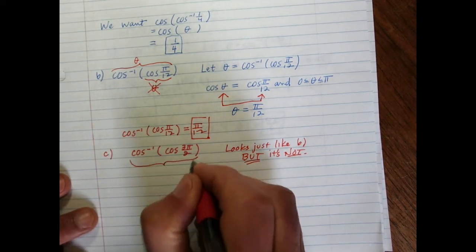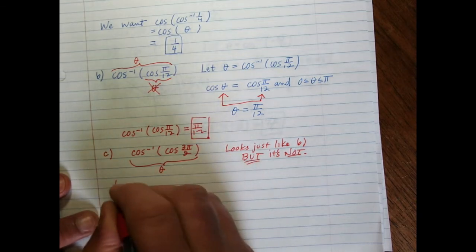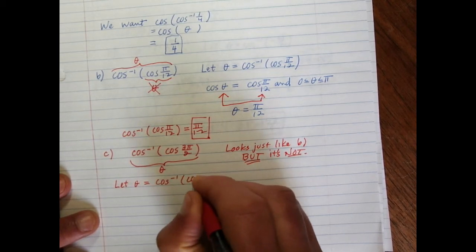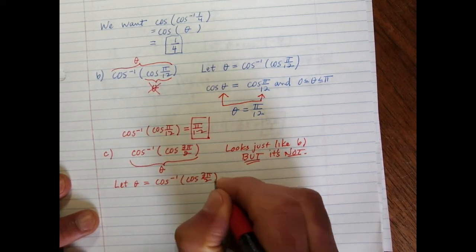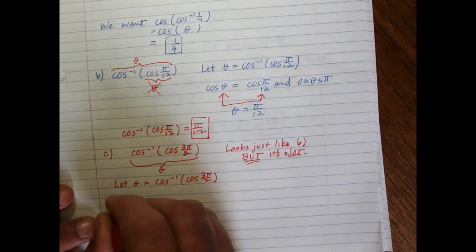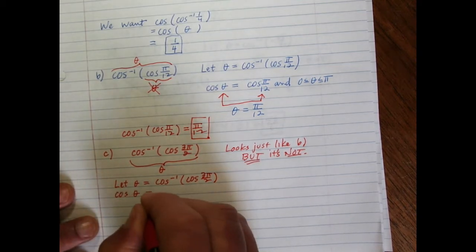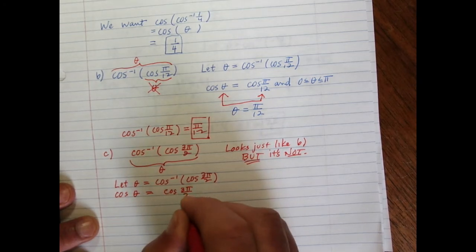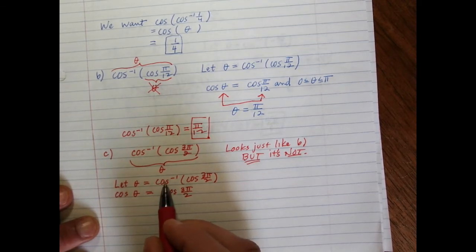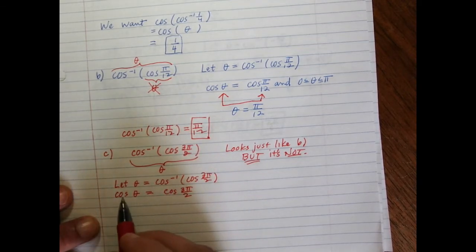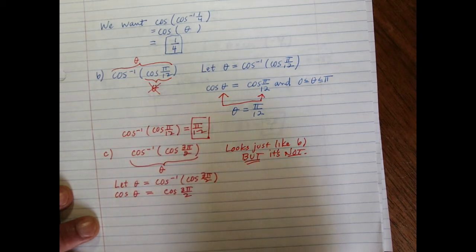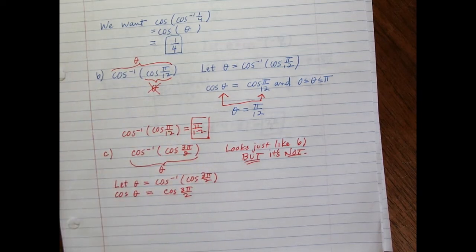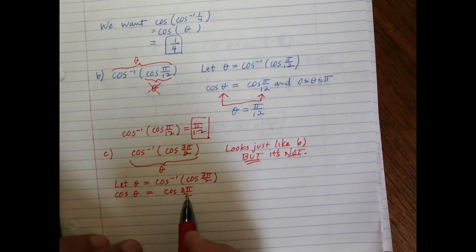I am going to call the whole thing theta. So I'm going to let theta equal cosine inverse of cosine 3 pi over 2. Then I can rewrite this as cosine theta equals cosine of 3 pi over 2. So it's this inverse cosine that goes away and becomes the cosine here. The other cosine stays. Now, again, it looks just like what we did in the previous problem. Theta is 3 pi over 2.